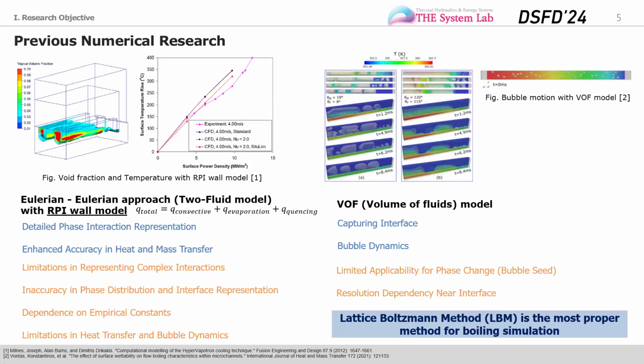Several numerical studies have been conducted to investigate boiling phenomena, and the Eulerian two-fluid model and the VOF model are the representative methods. However, each method has advantages and disadvantages, and both fail to reproduce the nucleation phenomena. So I think the lattice-Boltzmann method is the most proper method for boiling simulation, including bubble dynamics and bubble nucleation.